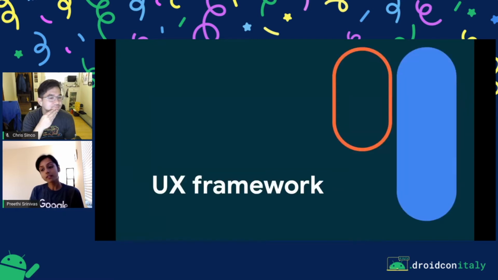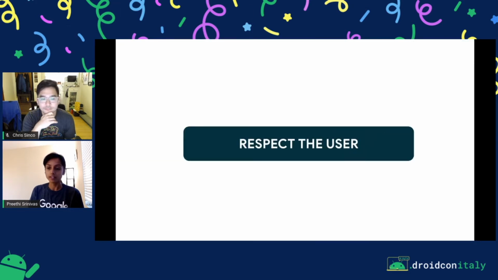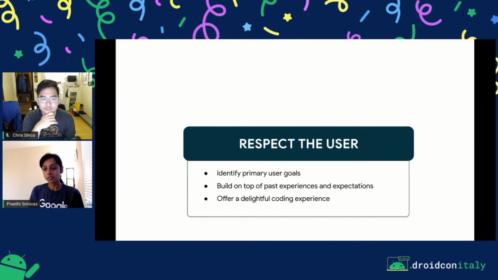We would like to start by describing the framework we applied to this UX process, right? And the foundation of this framework is that we respect our users. And what this means is that it is very critical for us to have clarity on the primary user goals that we are attempting to solve. So we really wanted to ensure we were building on top of users' past experiences and expectations so that we were maintaining this kind of continuity and offering a more delightful developer experience.